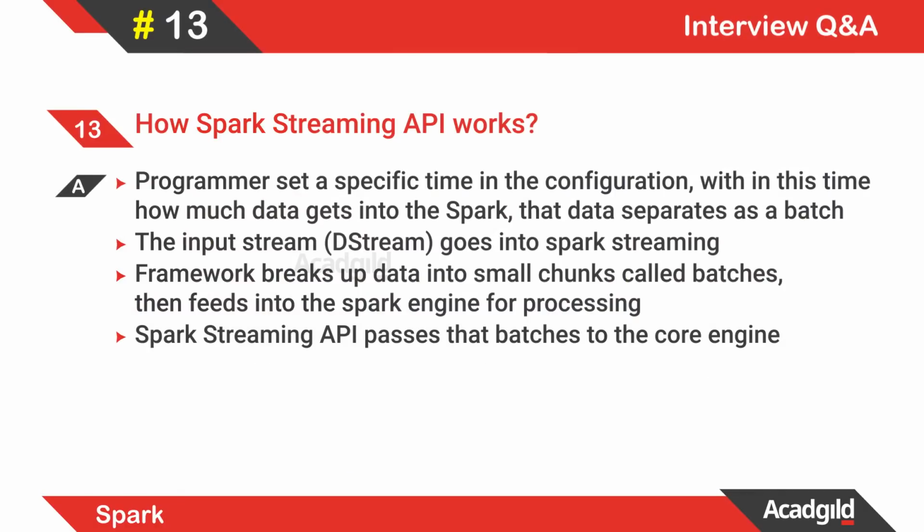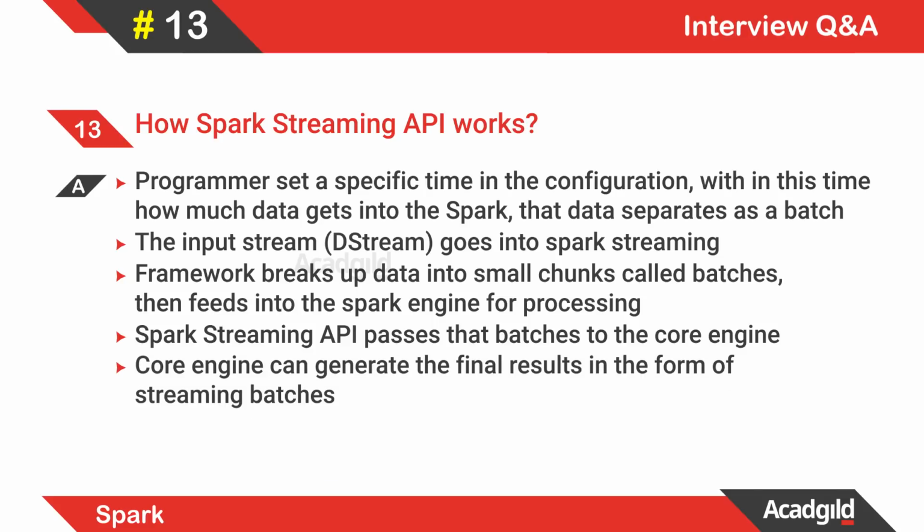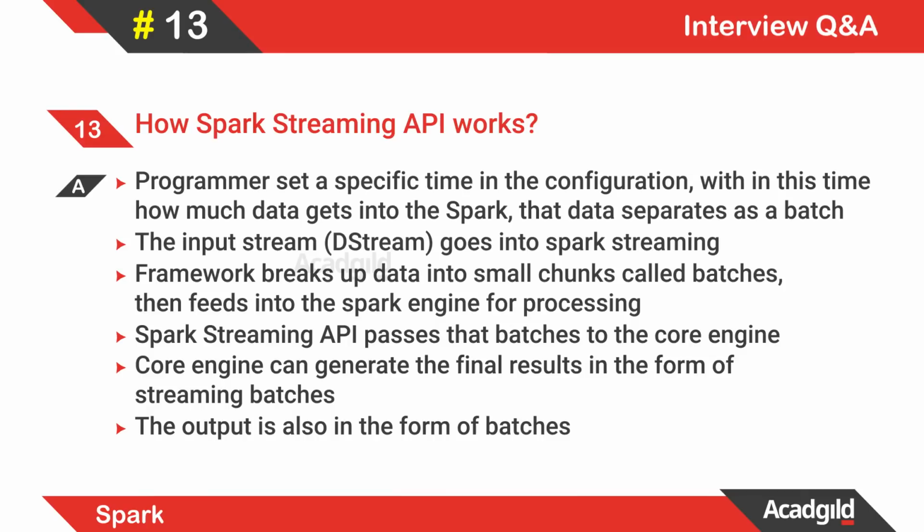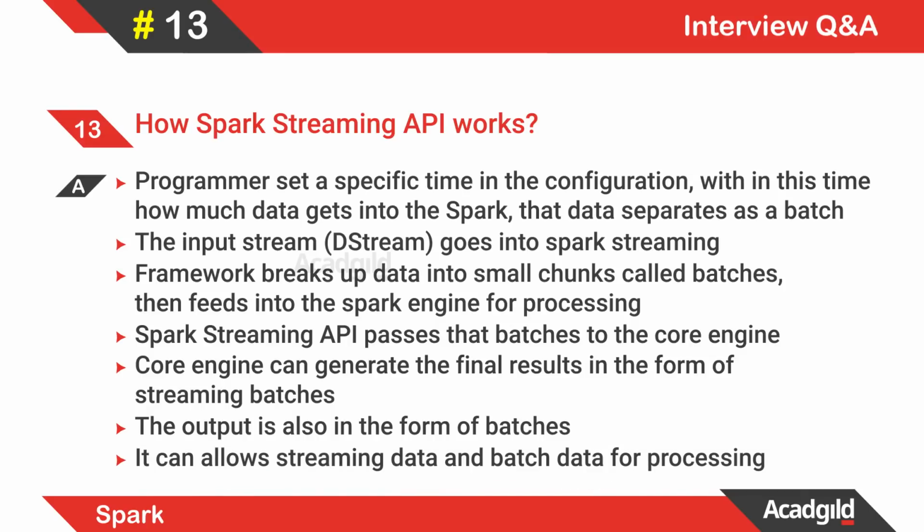So streaming is nothing but a collection of small chunks or batches of data inside the Spark Streaming framework. Basically, whenever you are talking about streaming, in the background it is treating your data in batch mode. Now the Spark Streaming APIs pass batches of data to the core engine, which will process your business use cases, and the core engine can generate the final result in the form of streaming batches again. It has ingested data in the form of batches and it is giving you data in the form of batches. The output is also in the form of batches, as we have discussed, and it can allow streaming data and batch data for processing.